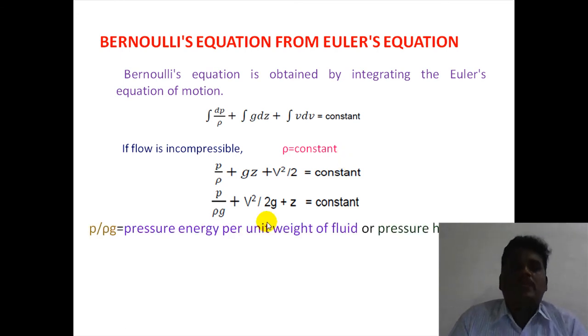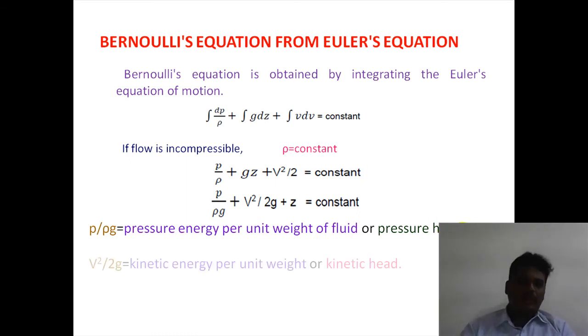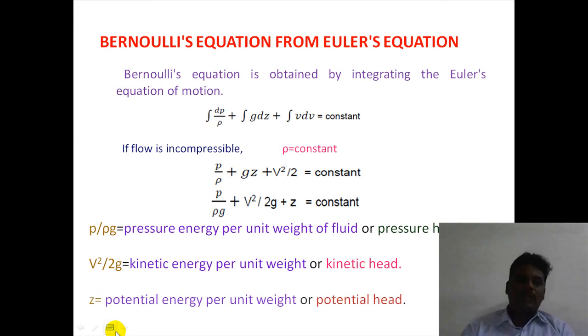Now what is meant by p by rho g? P by rho g is called pressure energy per unit weight of fluid, generally simply called pressure head. Rho g is nothing but the weight of the fluid. V square by 2g is nothing but kinetic energy per unit weight, otherwise called kinetic head. Z is the potential energy per unit weight, otherwise called potential head.